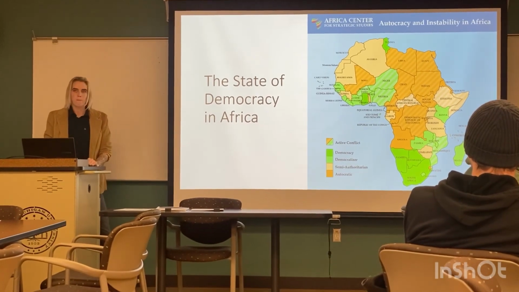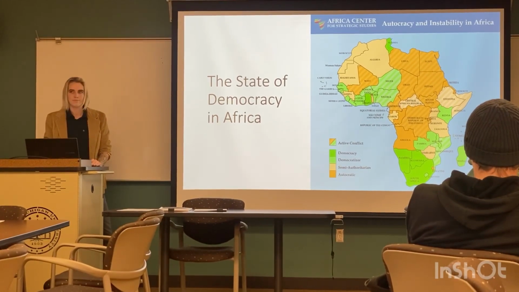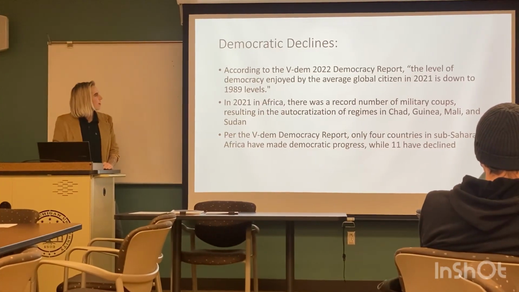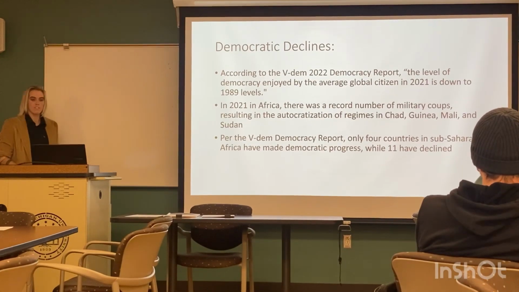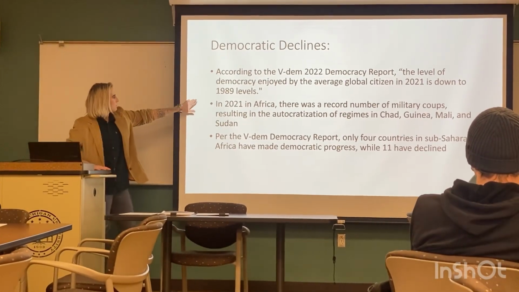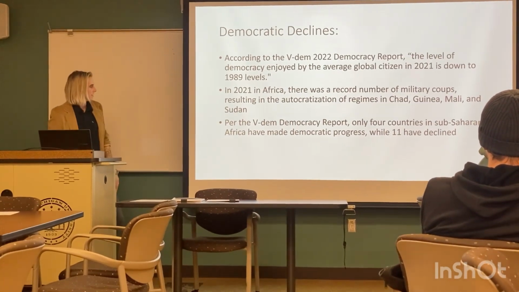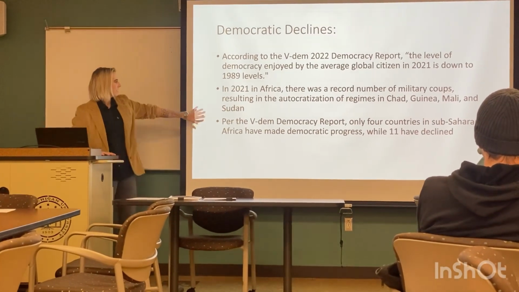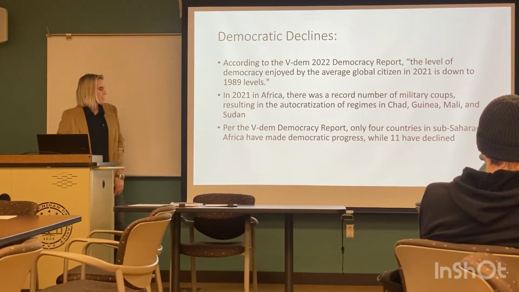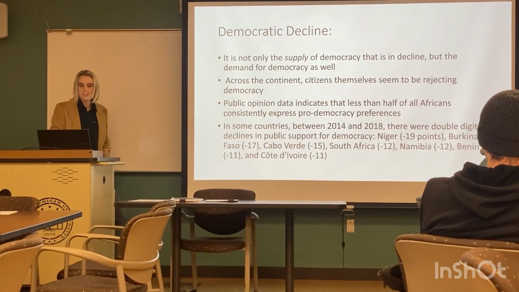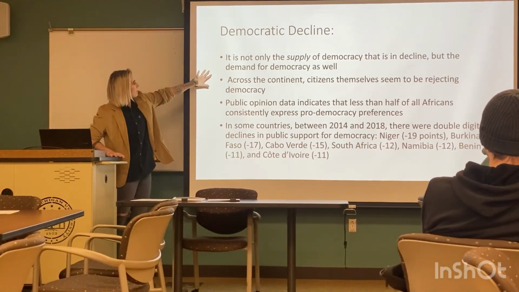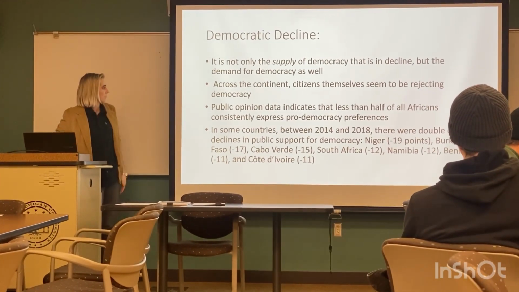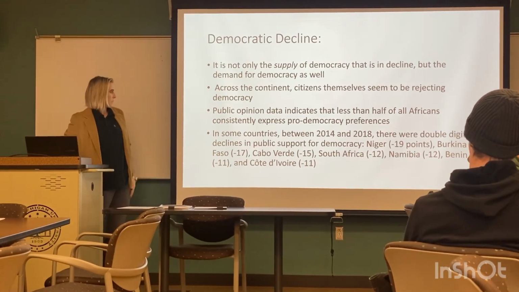We've talked about this before. Yes, it's in decline. We talked about this when we did our reading before we went on break. According to some reports, the level of democracy in 2021 is down to 1989 levels. Record numbers of military coups. We talk a lot about coups in this class. Autocratization all over. Only 4 countries have made democratic progress. 11 have declined. That's right, so it's going down. We talked about the supply and demand of democracy, where the supply of democracy is in decline, and so is demand for democracy. This is really important as we're going to talk about public opinion later today. Across the continent, citizens seem to be rejecting democracy.